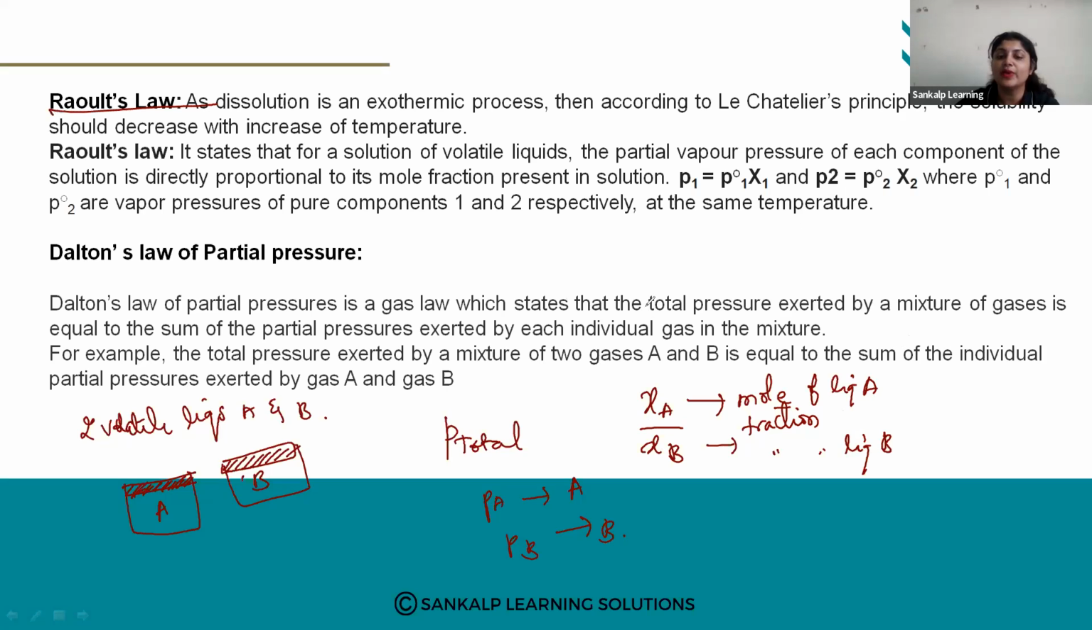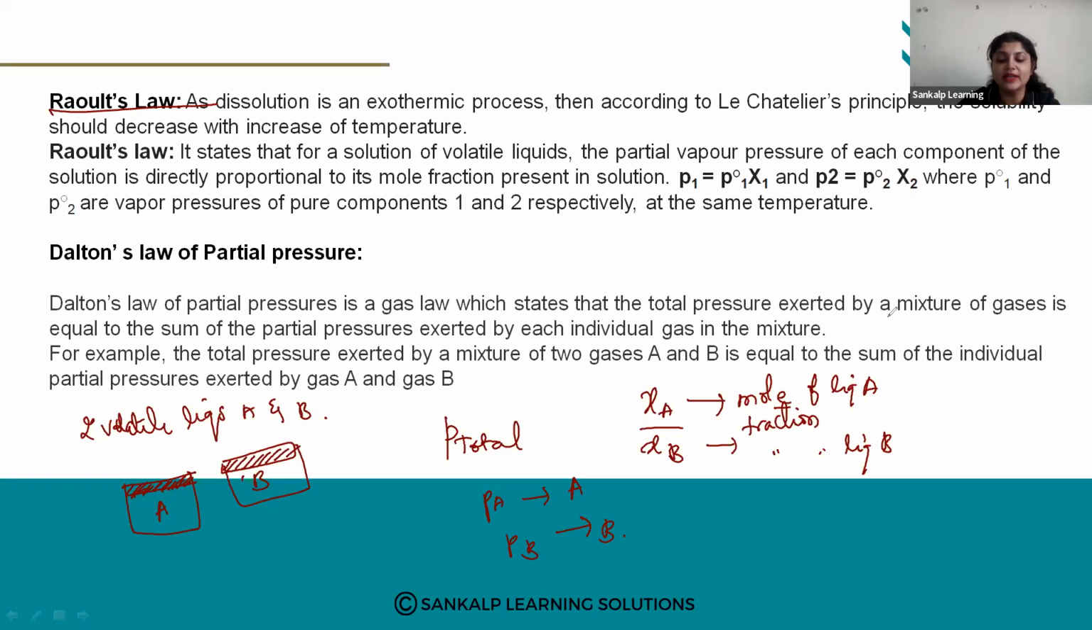So when you are comparing your volatile liquids in terms of the partial vapor pressure and the mole fraction, then it is given in terms of Raoult's law. We'll discuss the statement, and the remaining part we'll see in the next class.